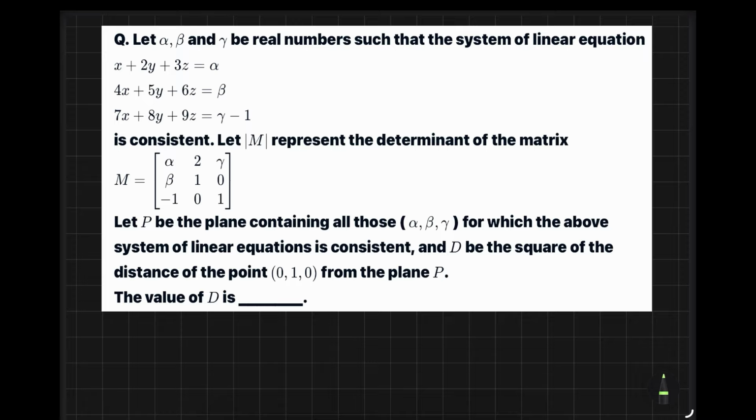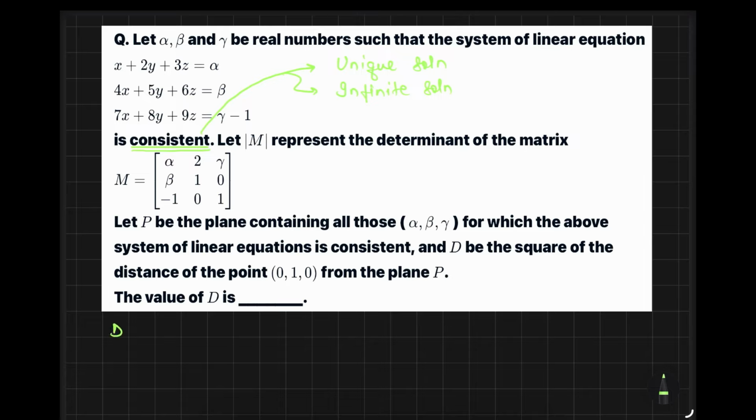So, we are back with a wholesome new question which says, let alpha, beta, gamma be real numbers such that the system of linear equations is consistent. If you read this word consistent, you have to understand that you will have some solution. Some solution means either you will have a unique solution, or you will have infinite solutions. So first judge whether you will have unique or infinite.